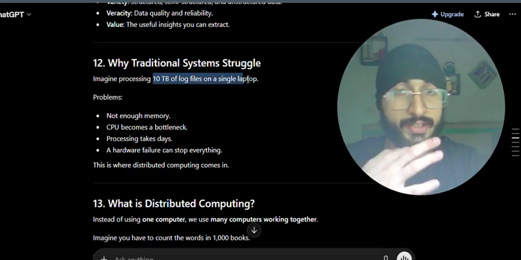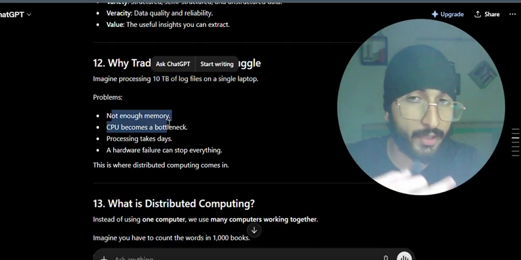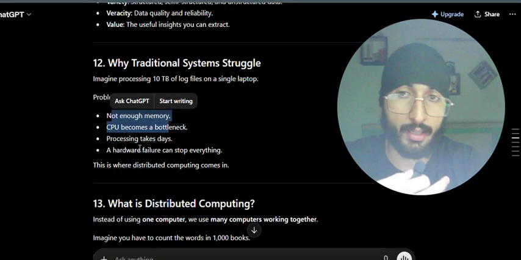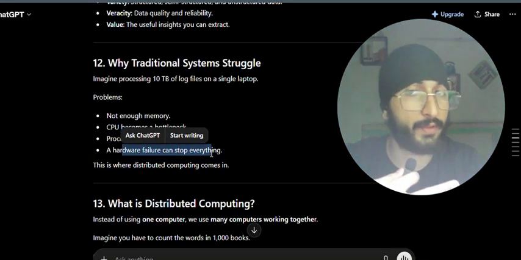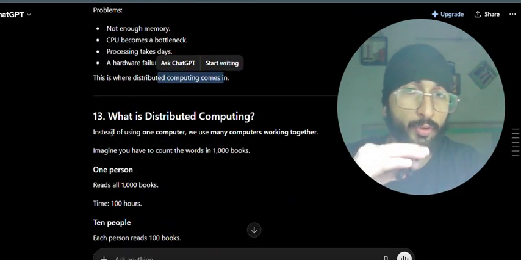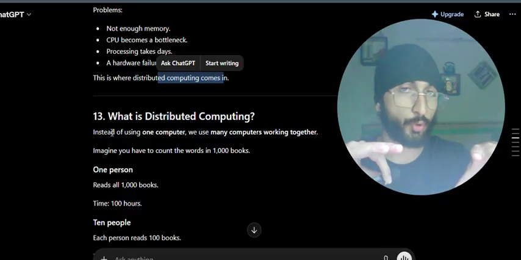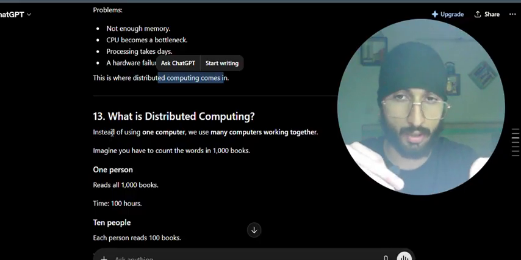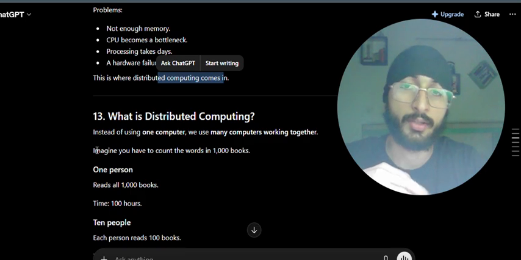Now, why traditional systems struggle? Imagine processing 10 terabytes of log files on a single laptop. Problems would be not enough memory, CPU becomes a bottleneck, processing takes days, hardware failure can stop everything. This is where distributed computing comes in. So, what is distributed computing? Instead of using one computer, we use many computers working together. So, we distribute the process, the tasks.